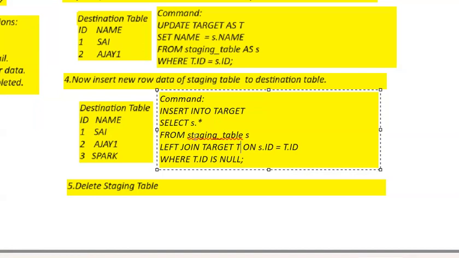So overall, this query inserts rows from where? From my staging table into the target table, but only if there is no matching ID in the target table, to avoid duplicates. So this is what happens at the back end.